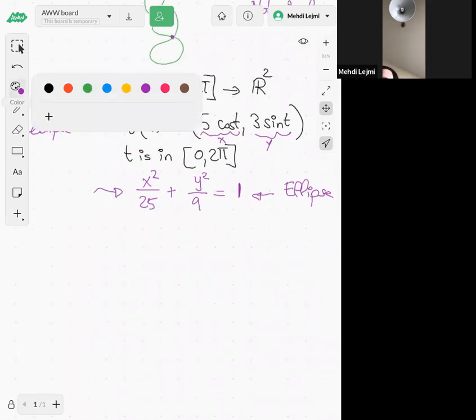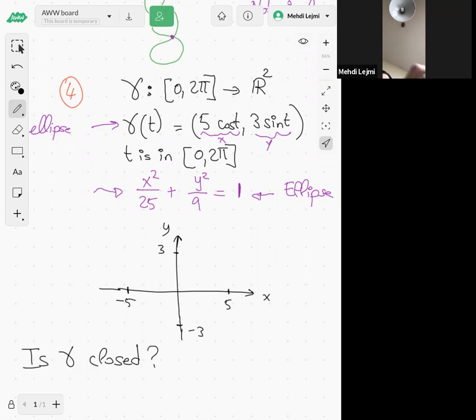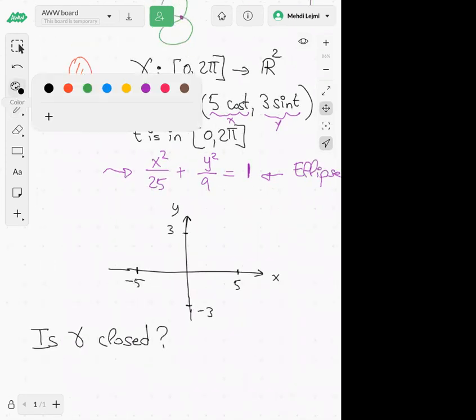So if you try to graph this ellipse, take x here, y here. Let's say here's 5 and -5 and -3. Anyway, first, if you want to check if this gamma is closed, let's see. My question is, is gamma closed? Well, the answer is yes, because here's my interval.